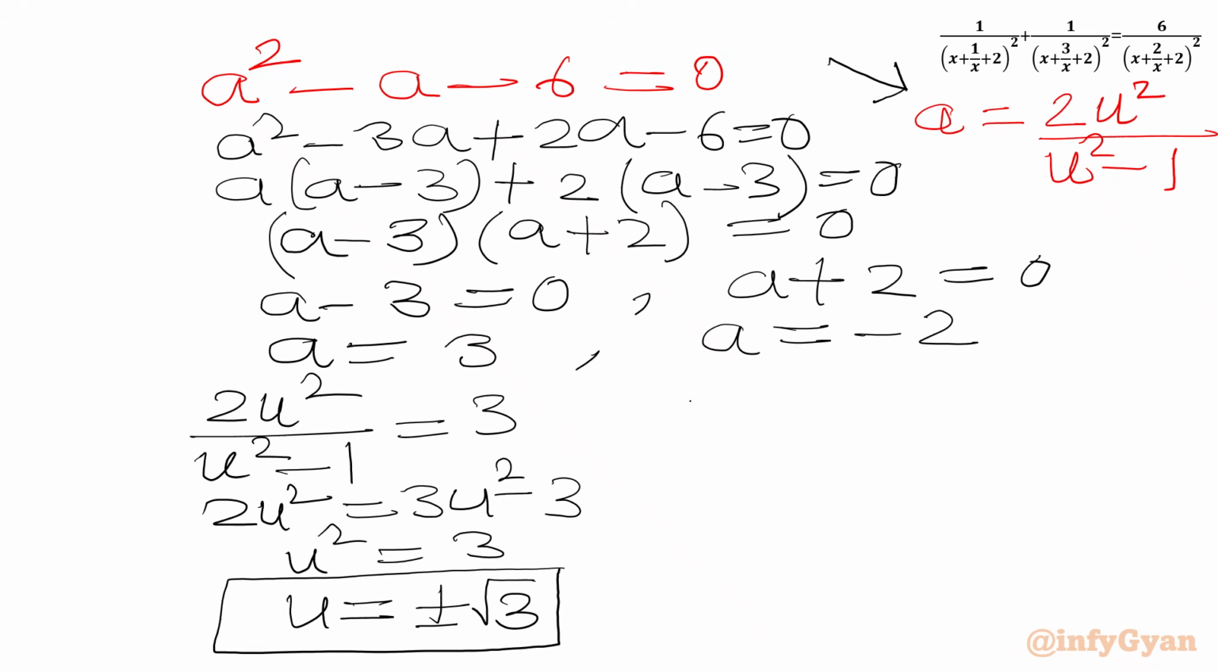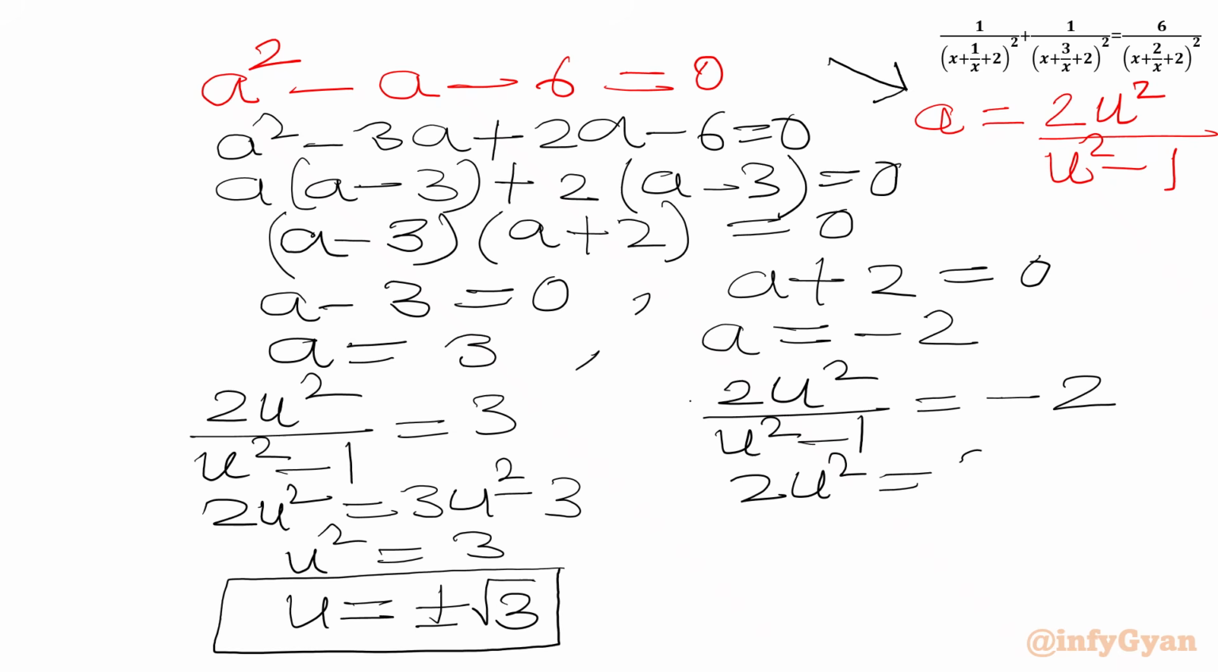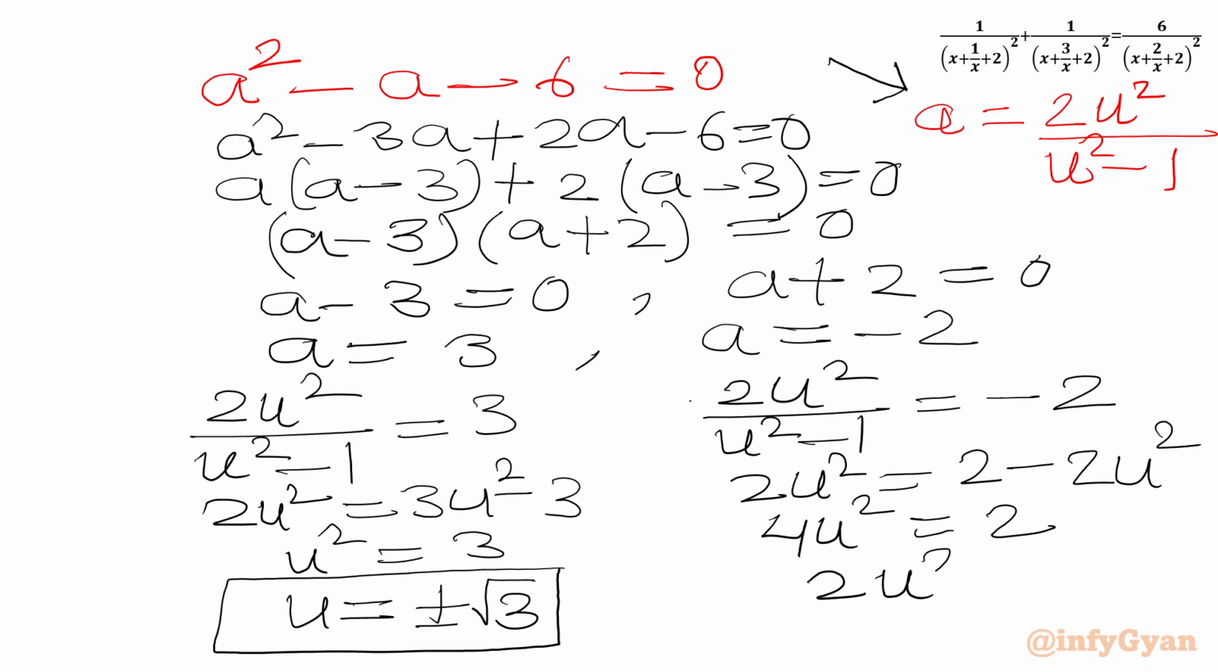Now we'll consider 2u square over u square minus 1 equal to minus 2. So we can write 2u square equal to 2 minus 2u square. Now we'll take minus 2u square to the LHS. So 4u square is equal to 2. Now we will divide by 2. We are going to get u square equal to half.